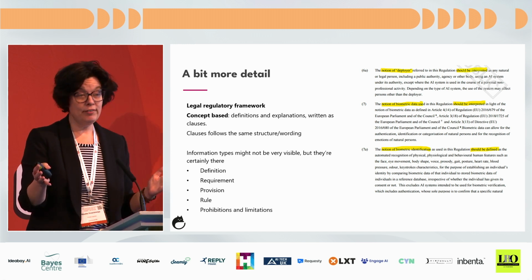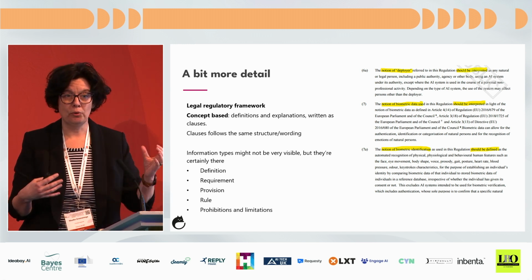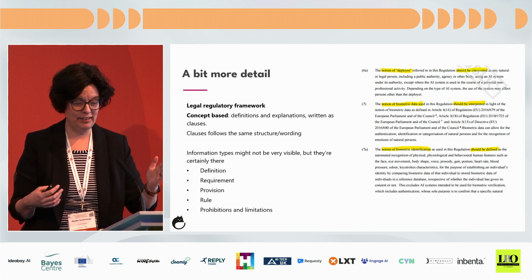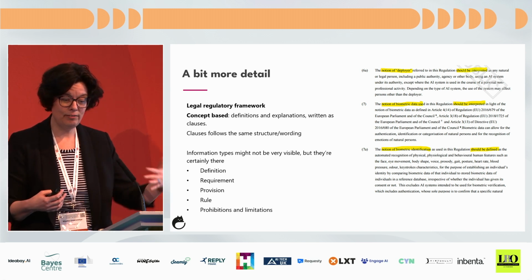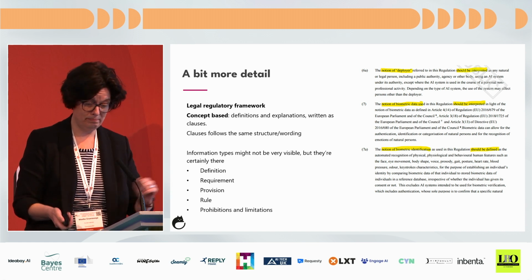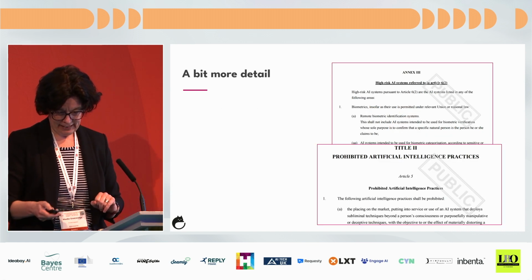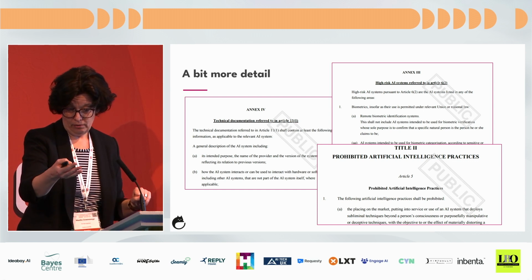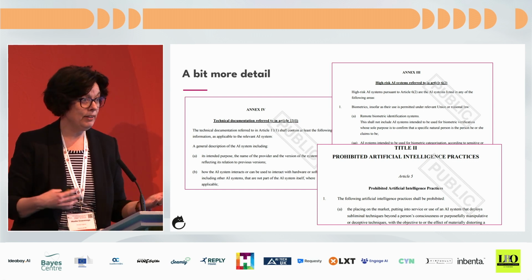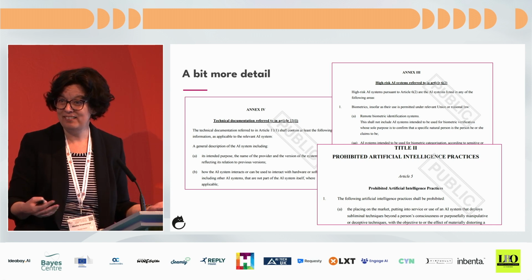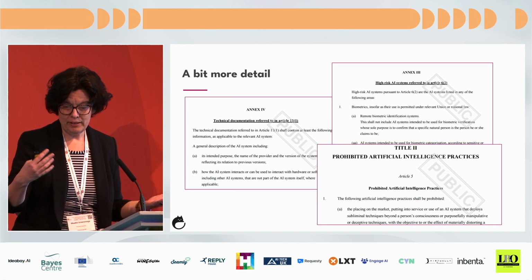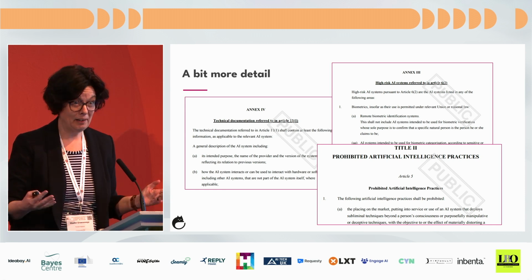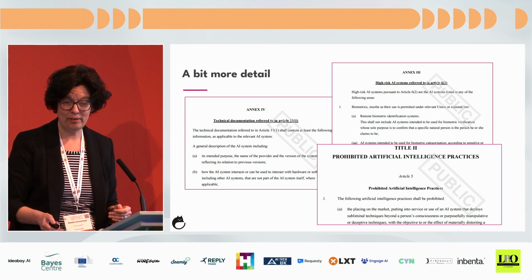Also, there's lots of different information types in there, perhaps not explicitly labeled, but if you pay close attention to the text, you can find them. Things like definitions, requirements, provisions, rules. And here are some examples of technical documentation. Apparently, we need to create technical documentation for some of these systems. We need to know what a high-risk system is. We need to know what systems are even allowed in this new regulatory framework.